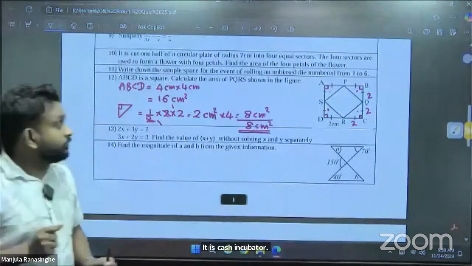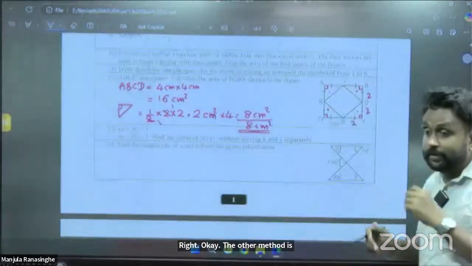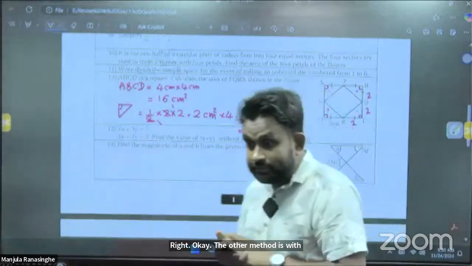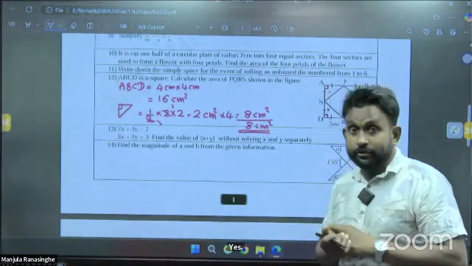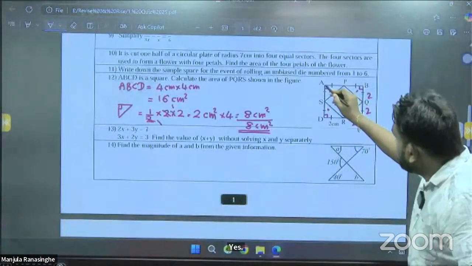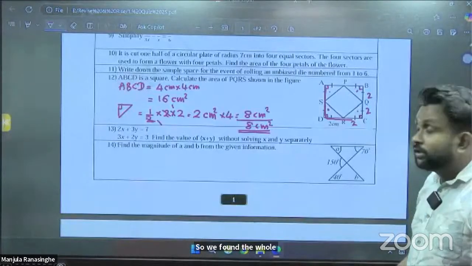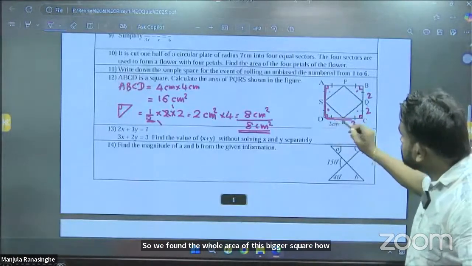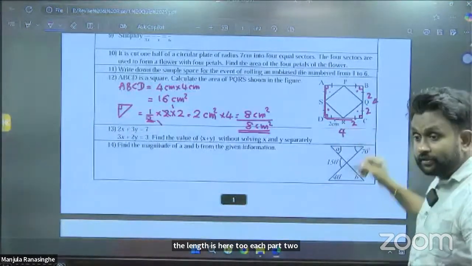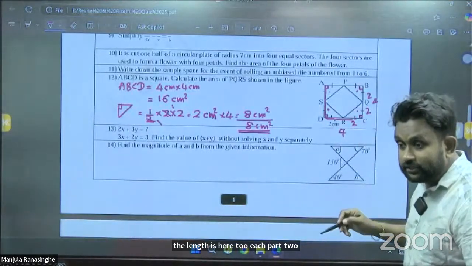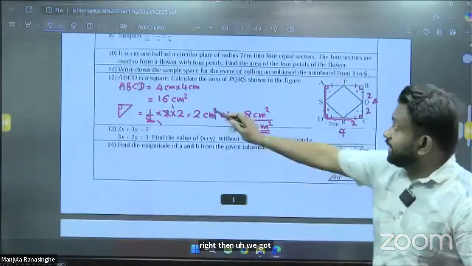Right. Okay, the other method is a bit more complex than that. Yes, this is Rajuran, we got it. So we found the whole area of this bigger square. How? The length is here 2, each part 2, then here total length 4, here also 4. Right, then we got 4 into 4, the bigger area 16 square centimeters.